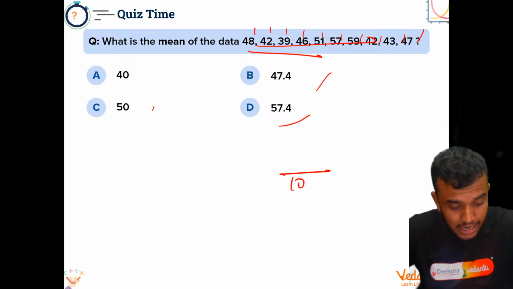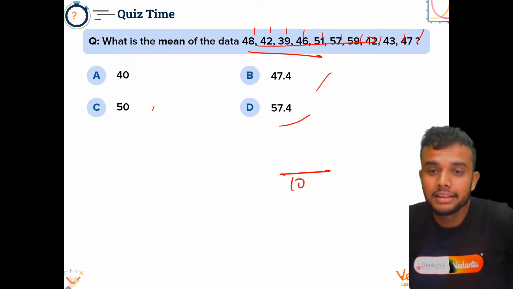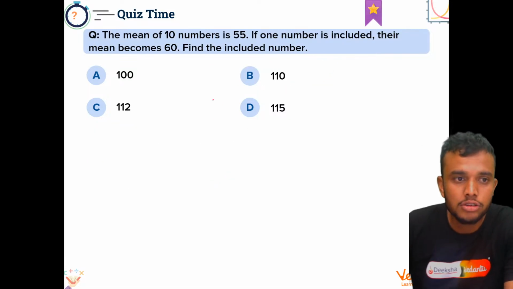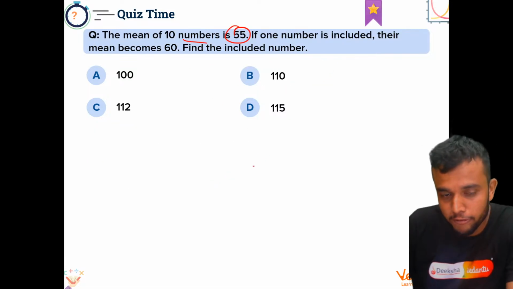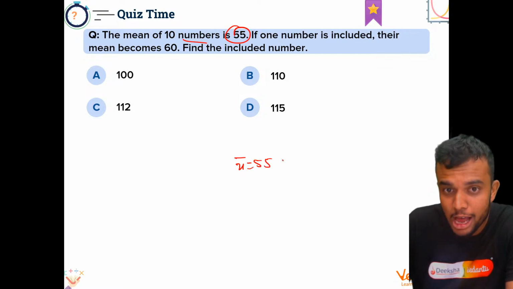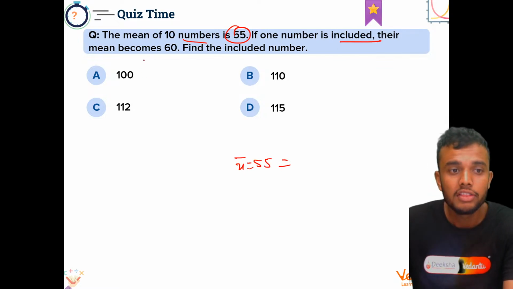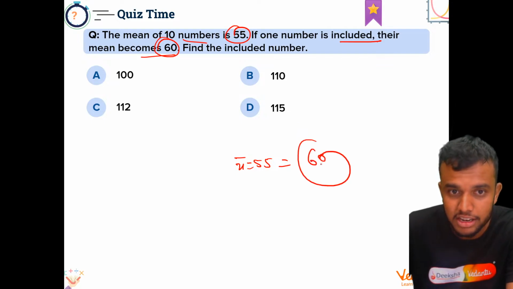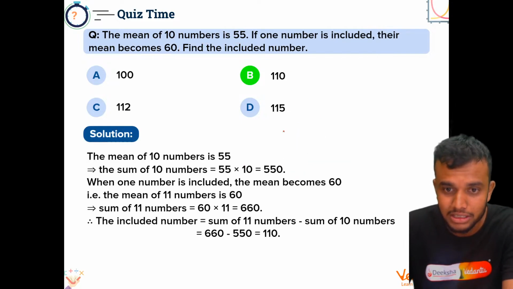Yes, students, what is the correct answer? Everybody? The correct answer is option B. See, in this also, the mean of 10 numbers is 55. Their mean value is given as 55. If one number is included, their mean becomes 60. If you add one number, then its mean becomes 60. Find the included number. Very simple. What is the answer? 110.